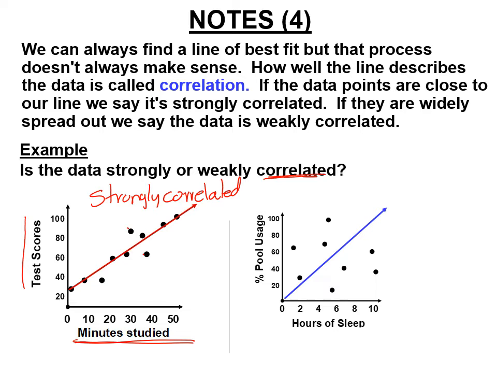All right, then we did a data graph of hours of sleep versus pool usage. And remember we said that sleep had nothing to do with whether you went to the pool the next day. So what we get is a bunch of stray dots. Now, if you put those stray points into the calculator, you will get a line in the middle of them. But it's not going to tell you anything because this is weakly correlated. So you have to be careful. Is your line really valuable or not?